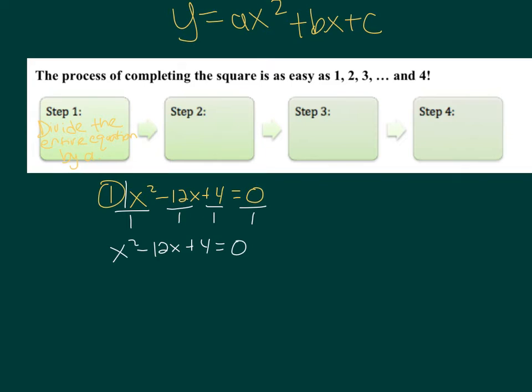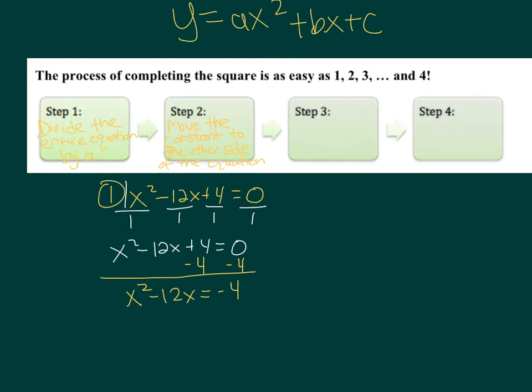Our second step in the process of completing the square is to move the constant to the other side of the equation. We just kind of want it out of the way for now. So to do that, I'm going to subtract the 4. So we'll have x squared minus 12x equals negative 4. And then we're ready for step 3.